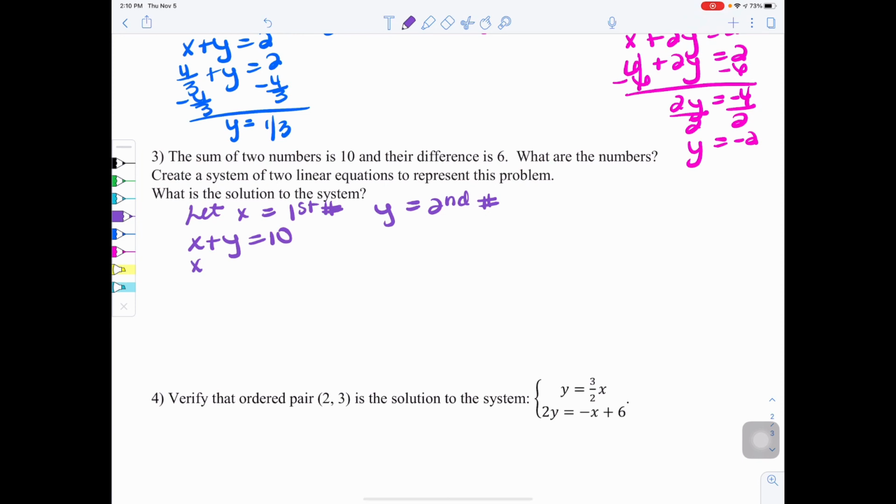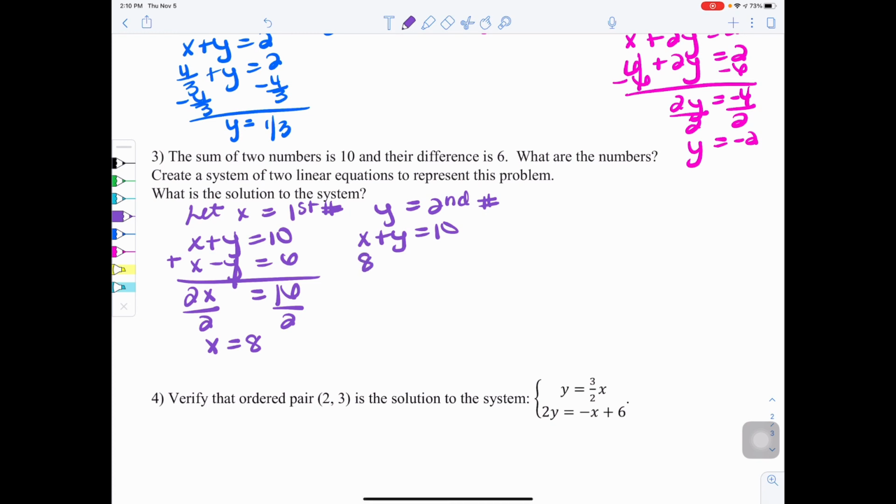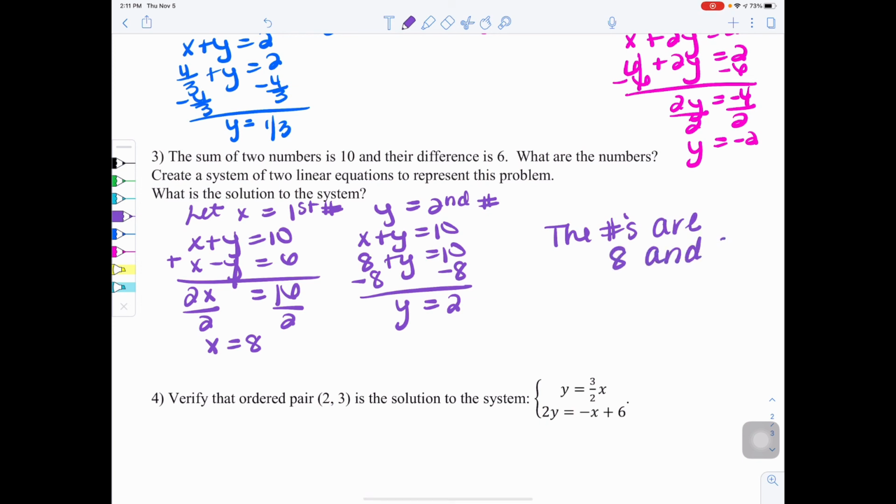I already have opposites in my y's. So if I add those together, I get 2x, the y's disappear, and I have 16. I would divide both sides by 2 and get x equals 8. I then have to go find the other number. So I did x plus y equals 10. I chose the first equation. I replaced my x with 8. And then I subtract 8 from both sides to see that y is 2. So now I know the numbers are 8 and 2. So if that was written as a coordinate, it would be 8, 2 with the squiggles around it.